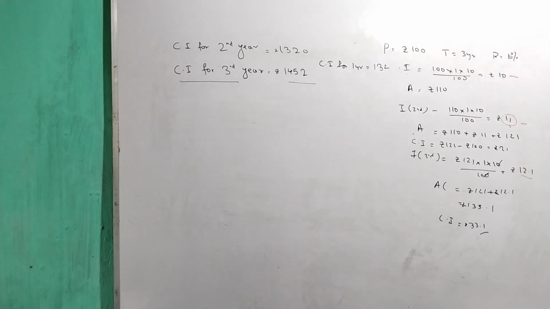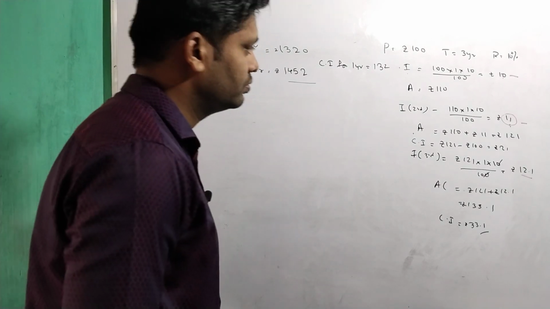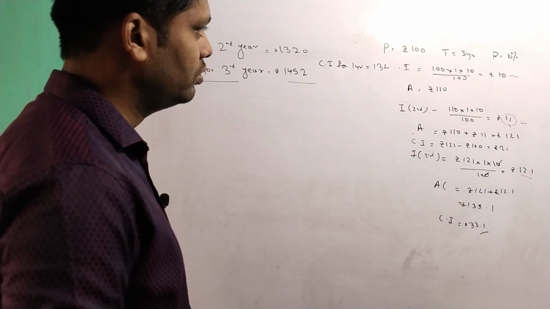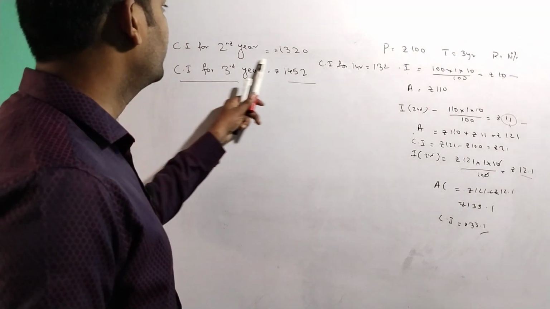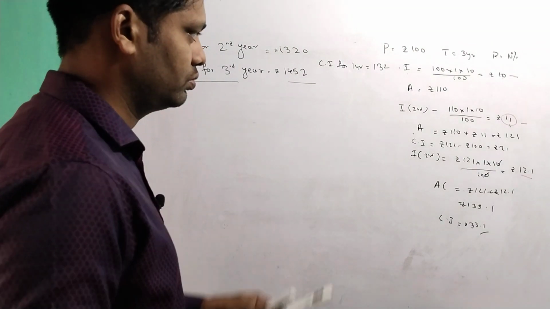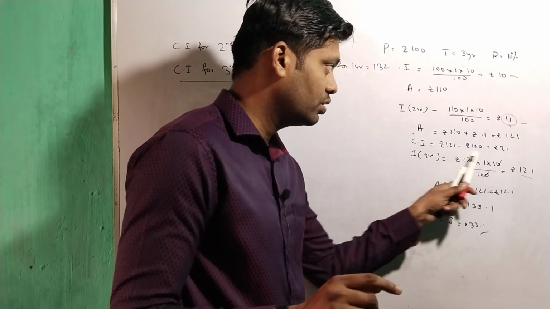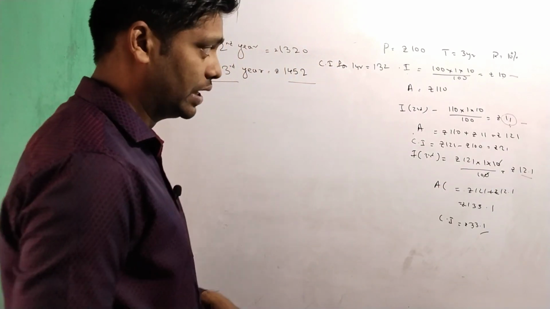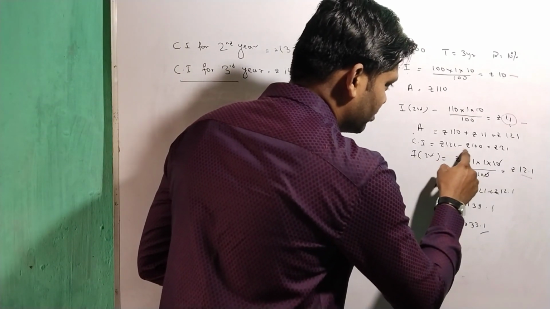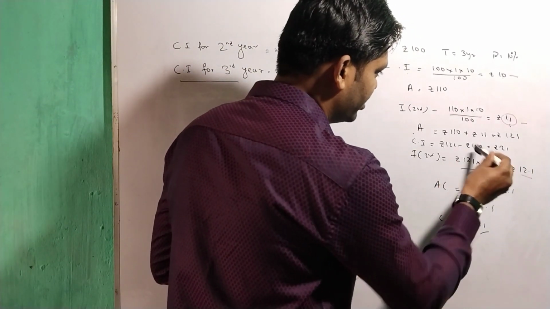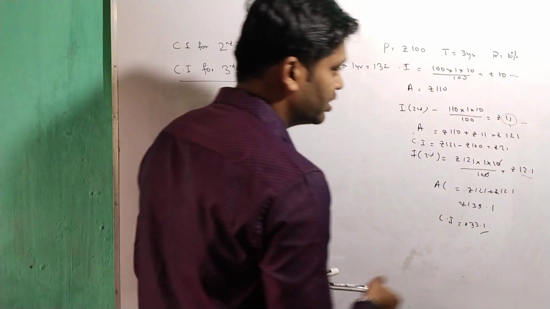So if you see nicely, we have the compound interest. First, one thing I need to tell you: the compound interest for the second year is 1320. Now, if you see, the compound interest for the second year is 21 according to that calculation. Is there any other method to calculate rather than subtracting the final value from the initial value?